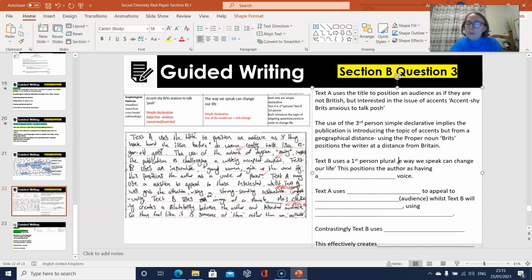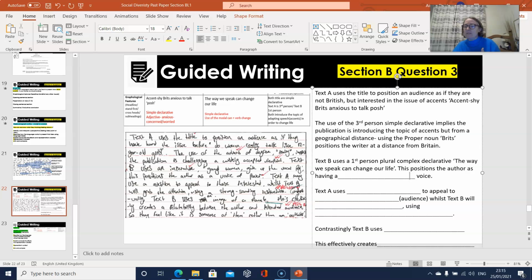Ooh. I do love computers for the ability to kind of type and talk at the same time. And then, so we've got text B uses a first person plural complex declarative. The way we speak can change our life. This positions the author as.